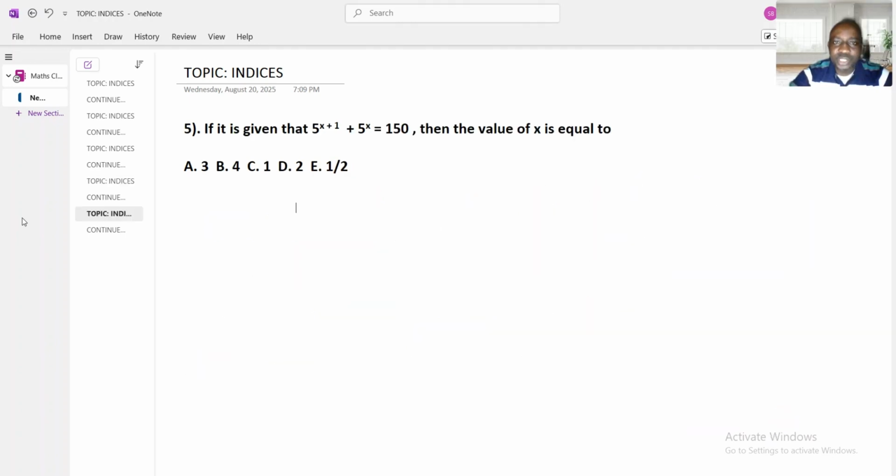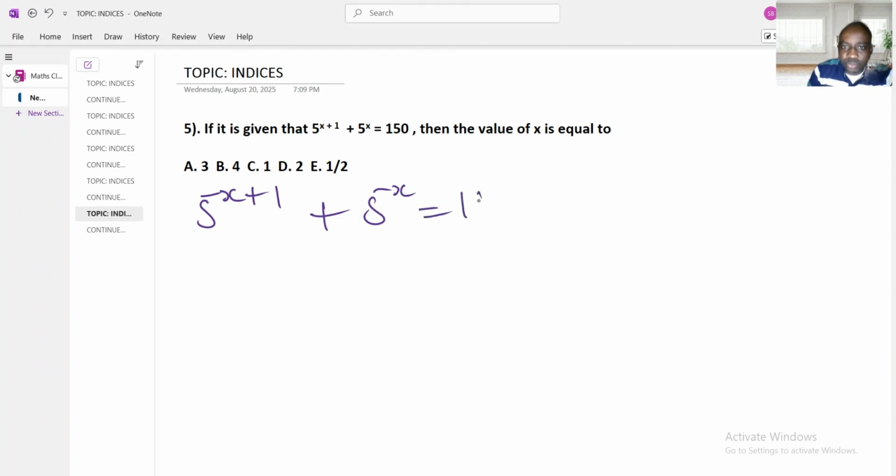Yes, let's continue this question from here. If it is given that 5 raised to power x plus 1 plus 5 raised to power x equals 150, let me write down the question. We begin from there. 5^(x+1) plus 5^x equals 150. Now, if you want to expand this one that carries a raised power, we can expand it the way it is before it came to this level.